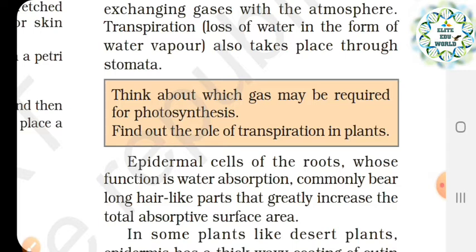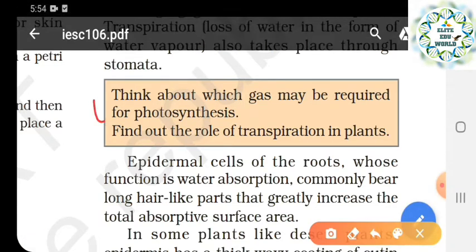So think about which gases may be required for photosynthesis. Which gas is required for photosynthesis? That is CO2. That CO2 will be taken in through the stomata only. And find out the role of transpiration in plants. What is the role of transpiration in the plant? Transpiration is a process in which the plant evaporates water in the form of water vapor.